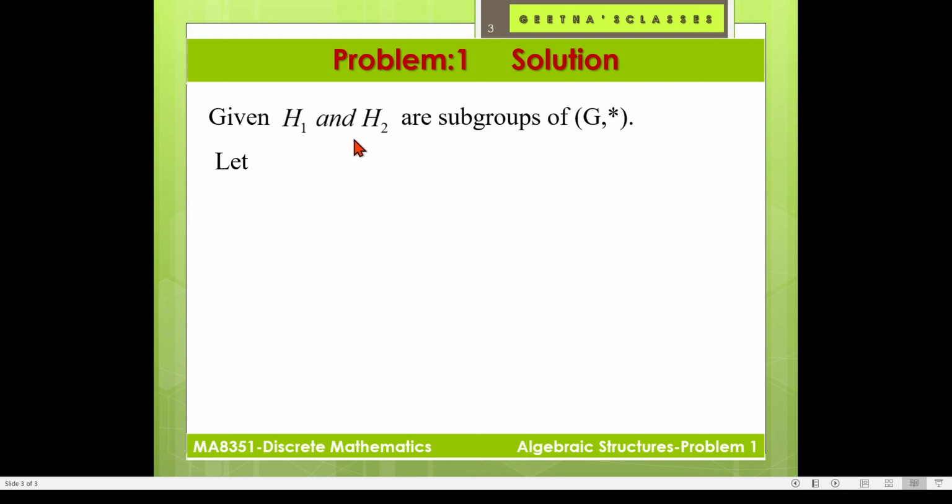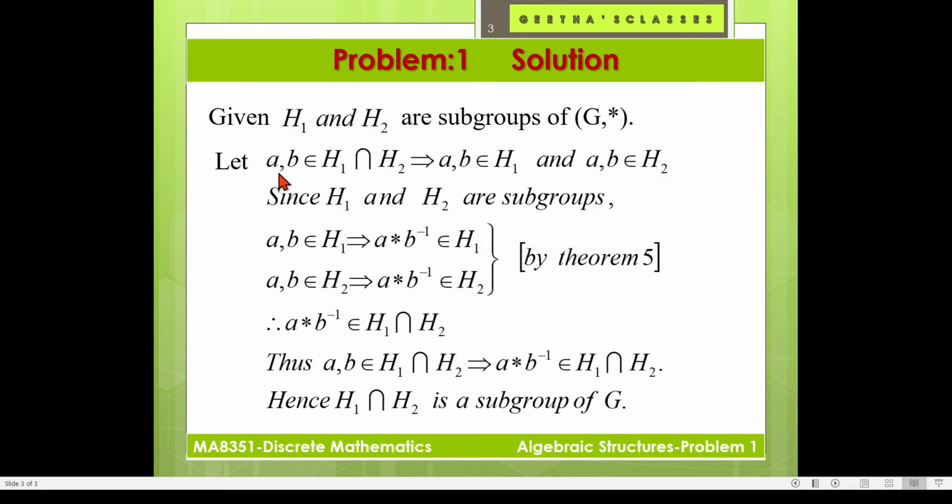Let us take H1 and H2 are subgroups of G, star. This is given in the question itself. Now we are going to take a, b belongs to H1 intersection H2. Let us take two elements belonging to H1 intersection H2. H1 and H2 intersection means 'and', right? So we can write a, b belongs to H1 and a, b belongs to H2.